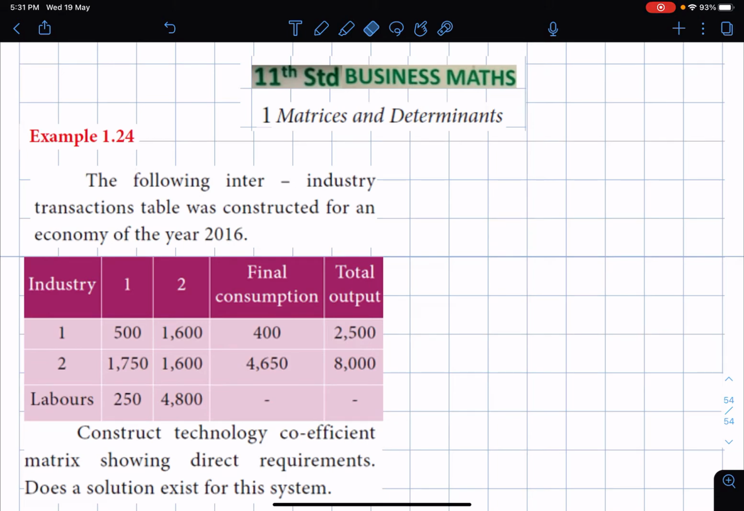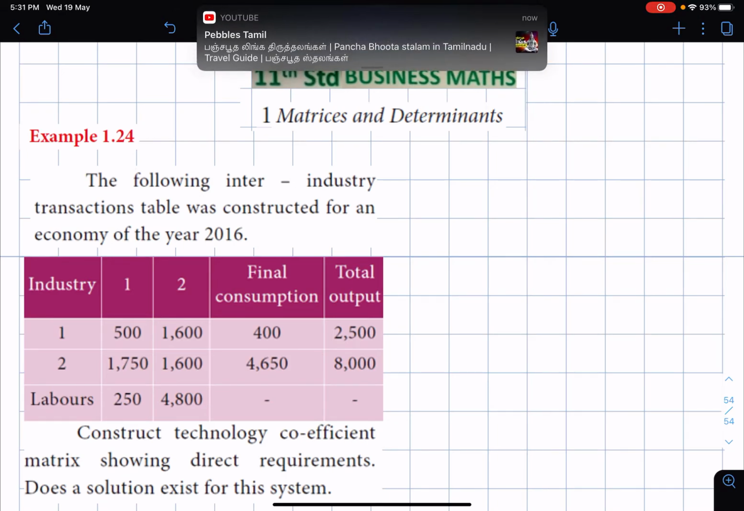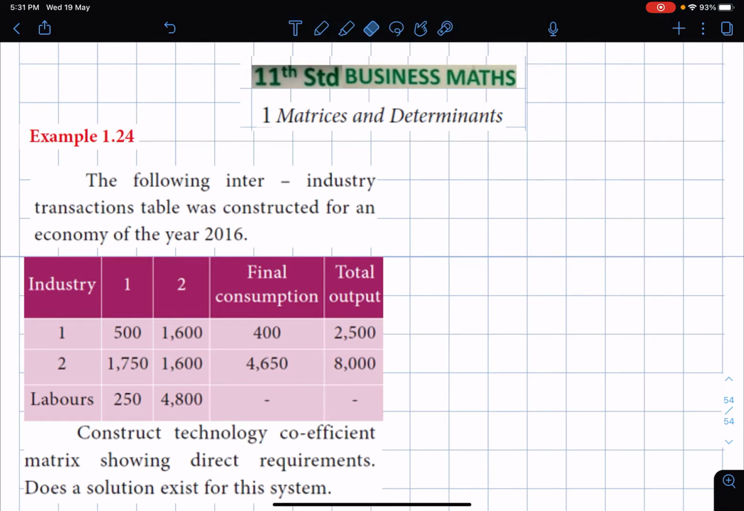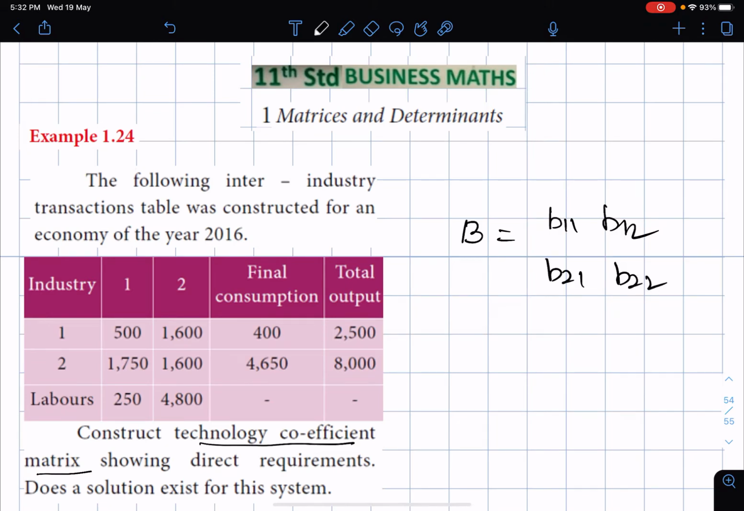They have given us a table of economy for the year 2016 and they have asked us to construct a technology coefficient matrix. What is the technology coefficient matrix? It is nothing but our B. What is our B? B11, B12 and B21 and B22. This is our technology coefficient matrix.